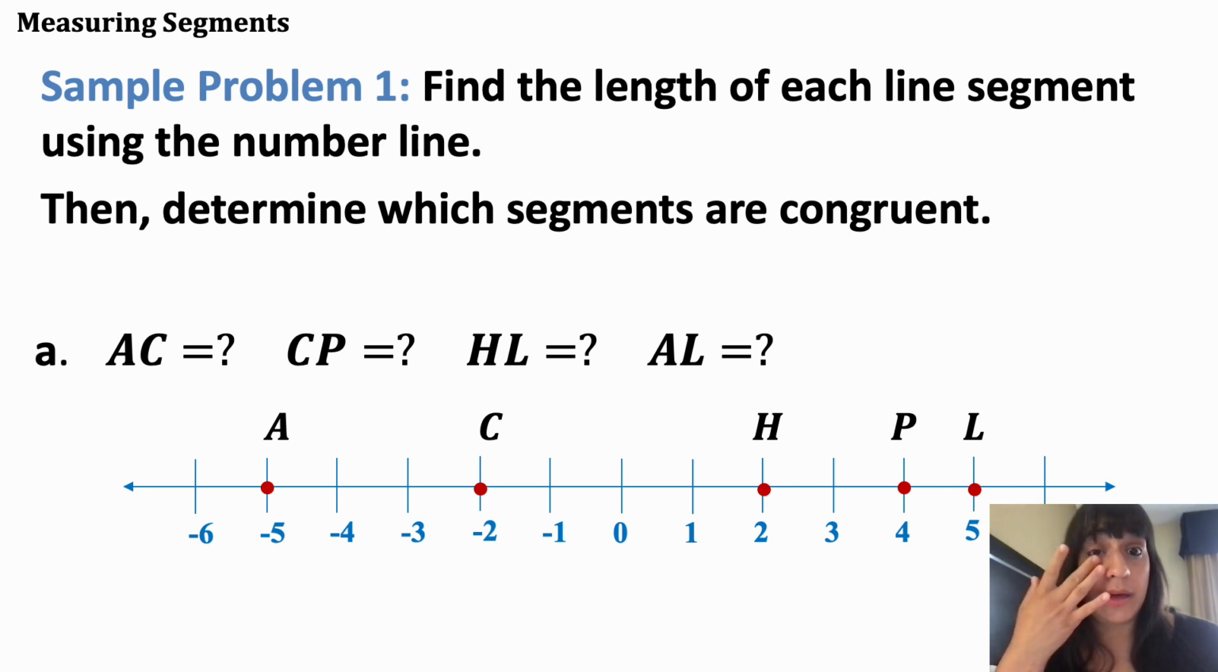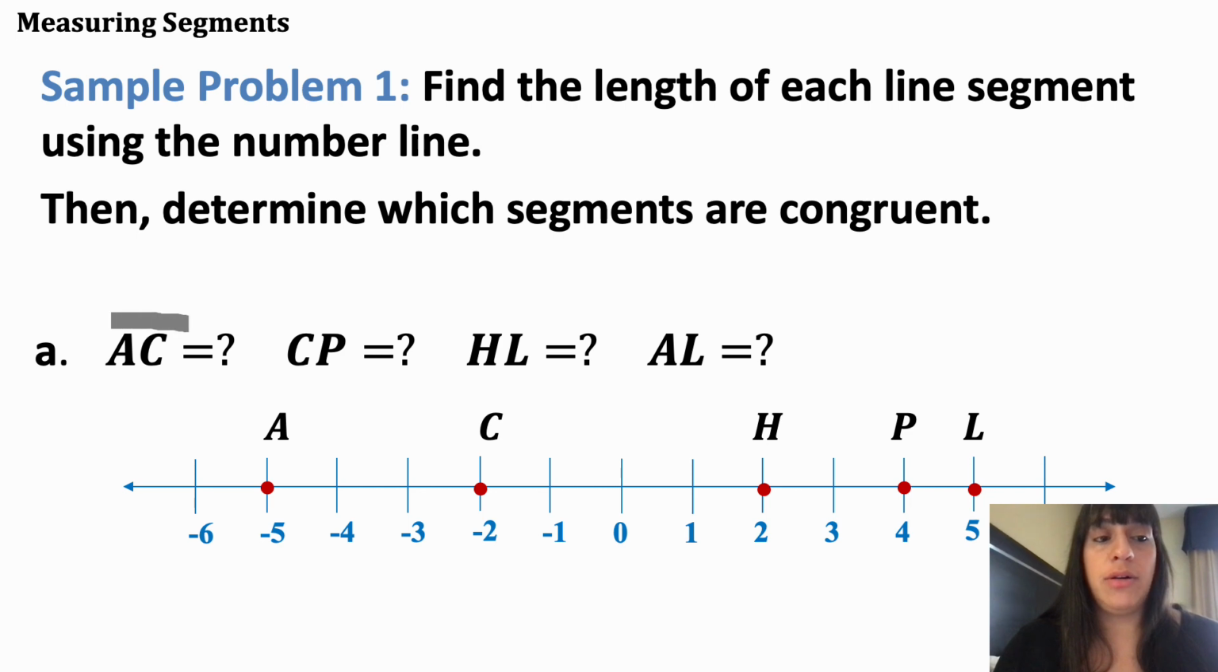Find the length of each line segment. So we want to find the measure from A to C. If there's a line over it, that's for the picture of the line segment. But if we just want to know the measure, the number, using a ruler or a number line, we do not put the line over top. So from A to C, right here, we can count 1, 2, 3 spaces.